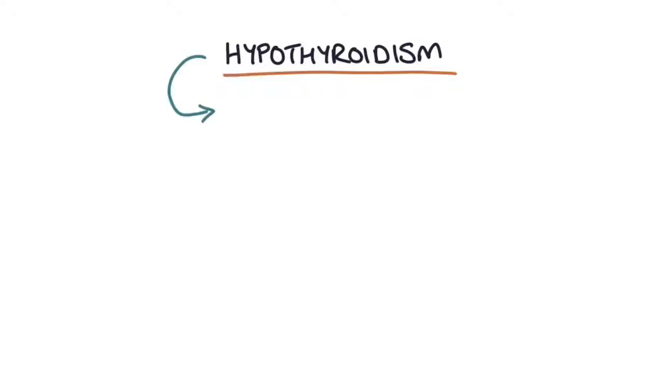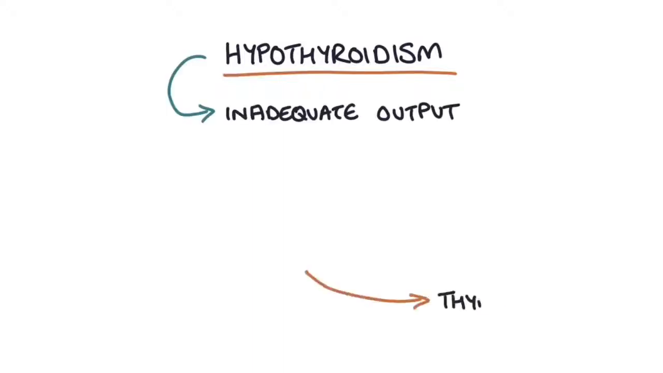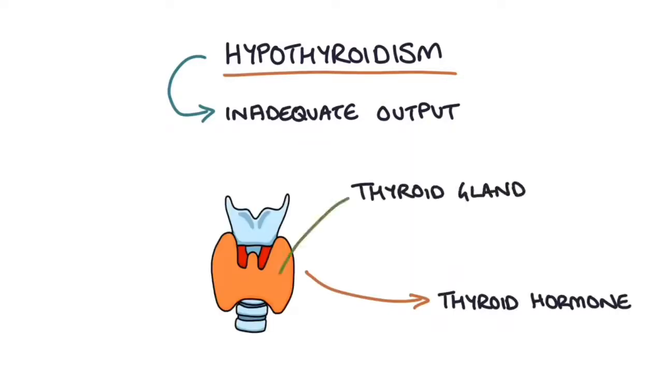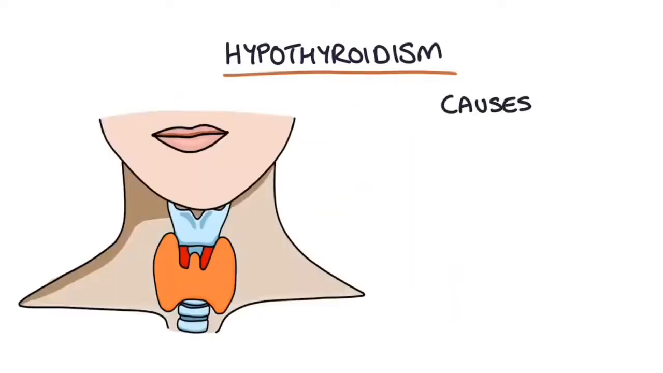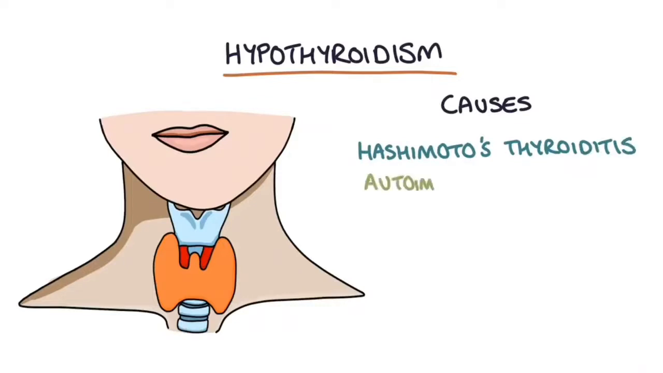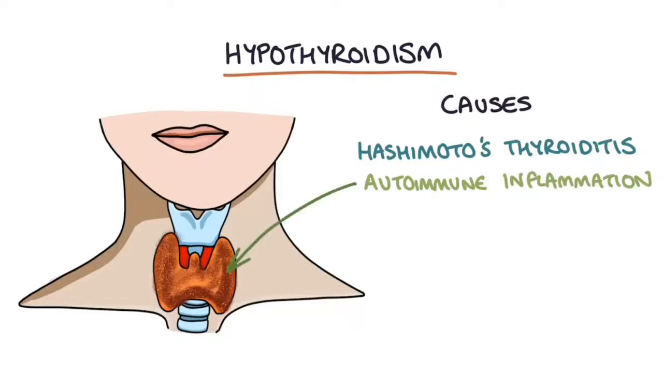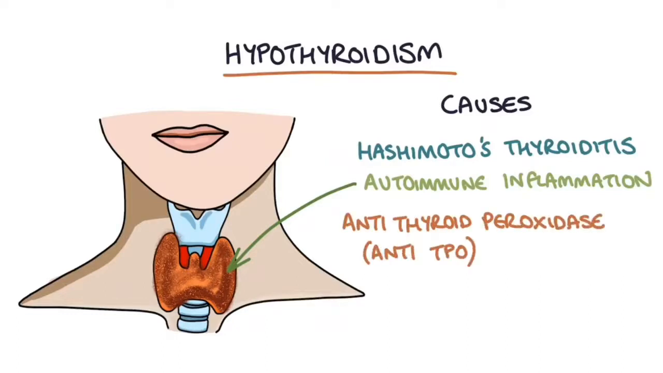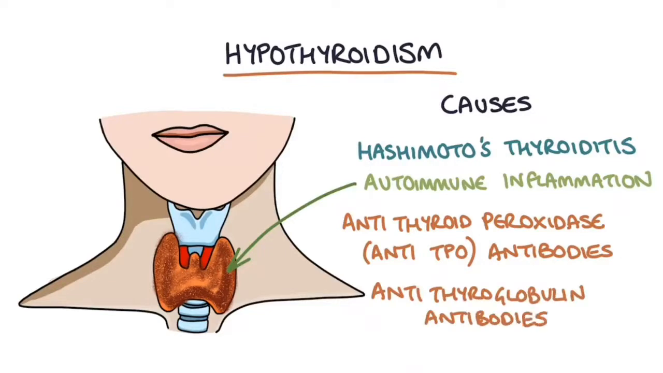Hypothyroidism is the term used to describe inadequate output of thyroid hormones by the thyroid gland. There's a few different causes. The most common cause of hypothyroidism in the developed world is Hashimoto's thyroiditis, and this is caused by autoimmune inflammation of the thyroid gland, so the body's immune system attacking the thyroid gland. It's associated with anti-thyroid peroxidase or anti-TPO antibodies, and also with anti-thyroglobulin antibodies.